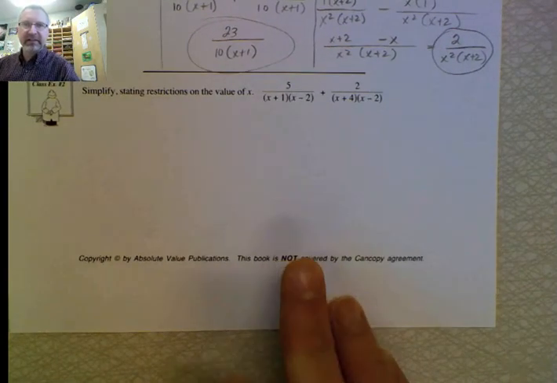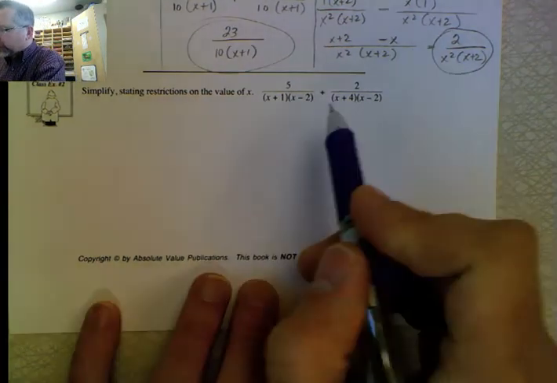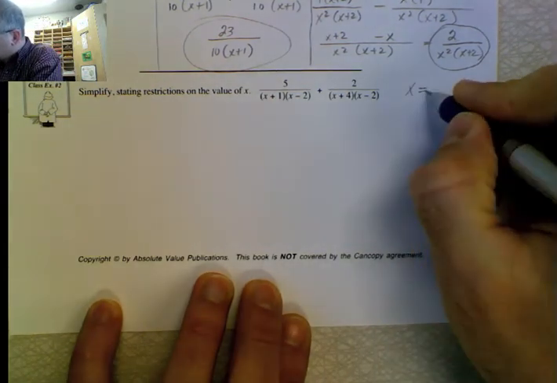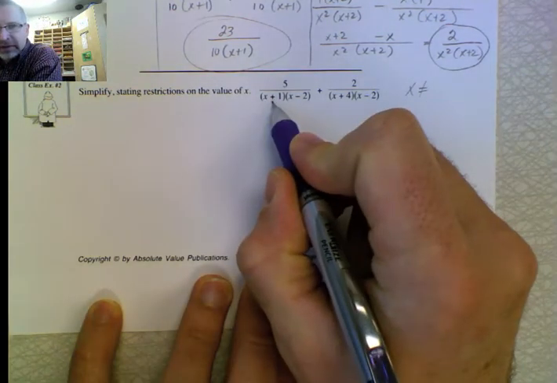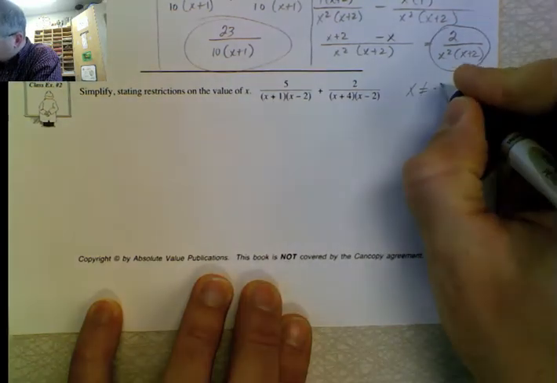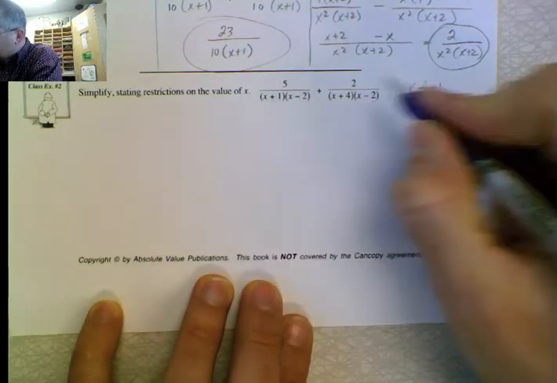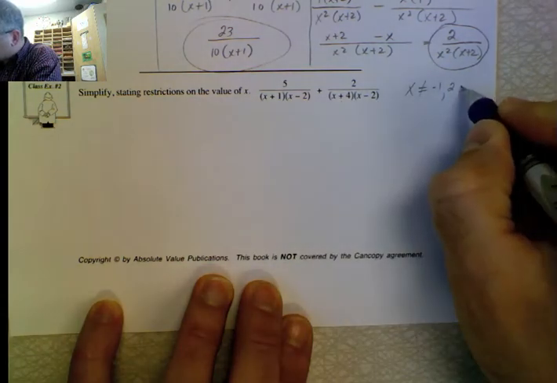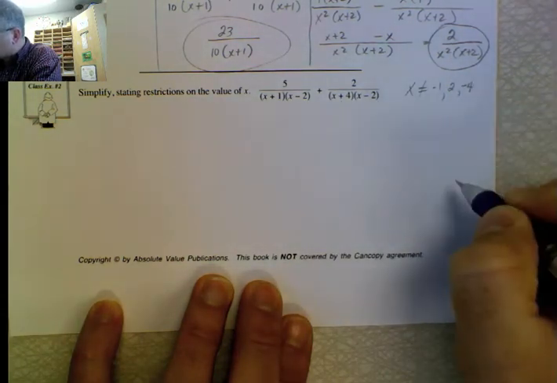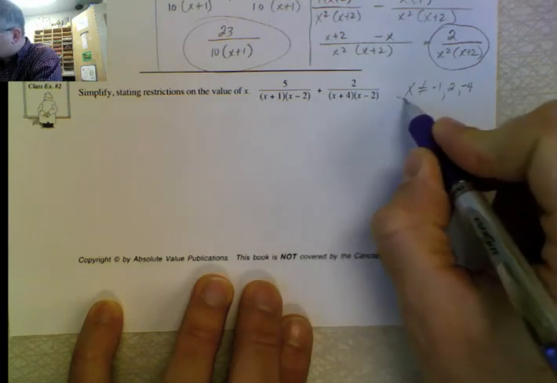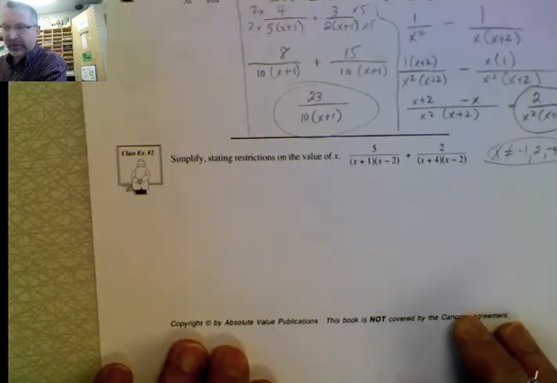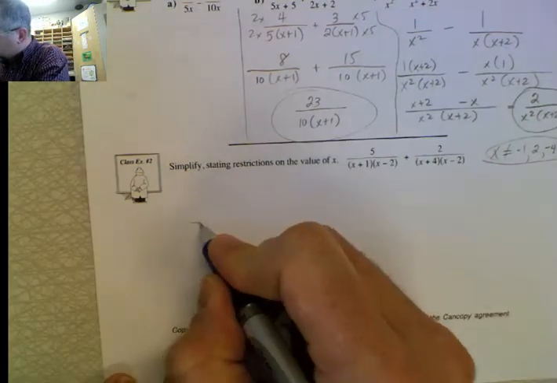If we look at this next example, we already have our denominators in factored form. So the first thing we're going to do is state the restrictions. Well, x plus 1 is going to give us a restriction of -1. X minus 2 is going to give us a restriction of 2. X plus 4 is going to give us a restriction of -4. And we've already done x minus 2. So there's our restrictions.